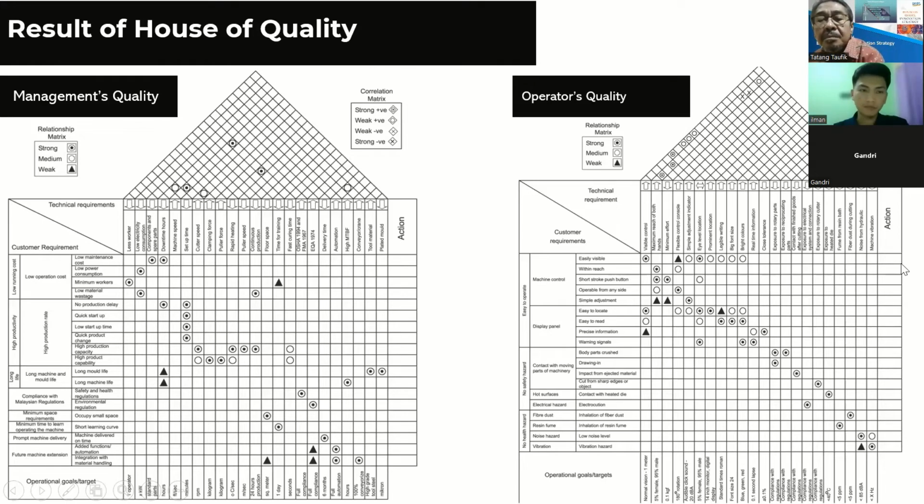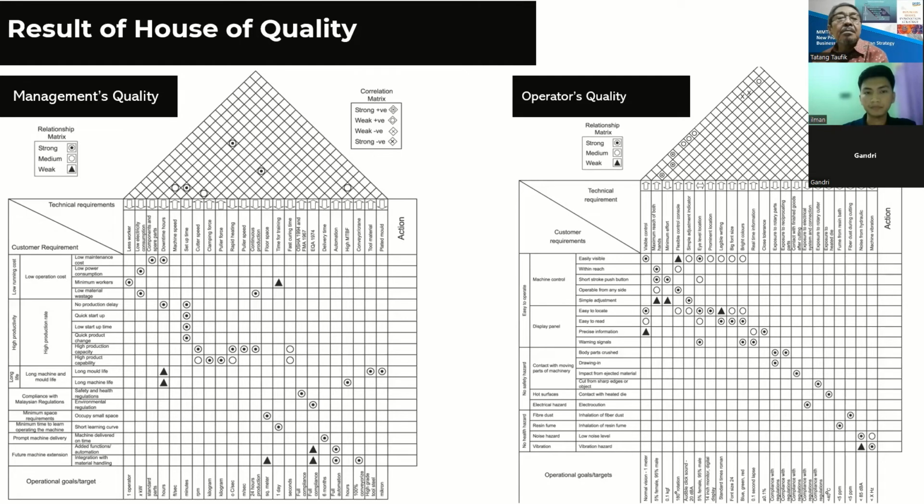So for the description table, we can see from the relationship matrix. These are strong, medium, or weak. So the second one is the operator's quality. The outline to the left here.